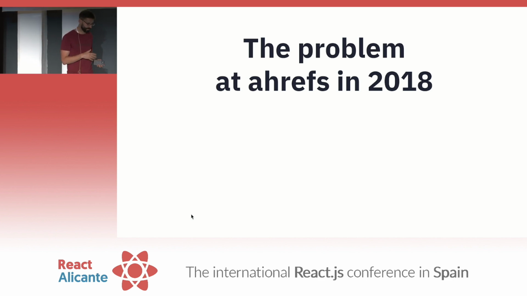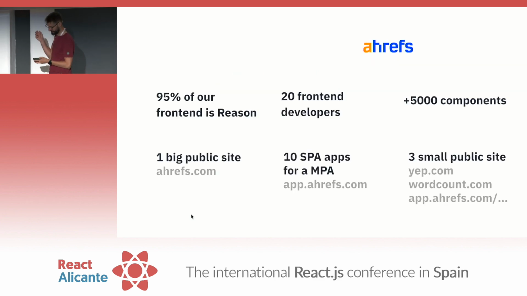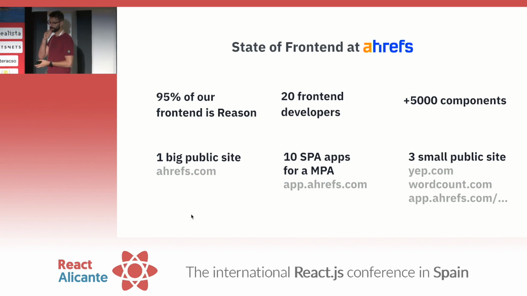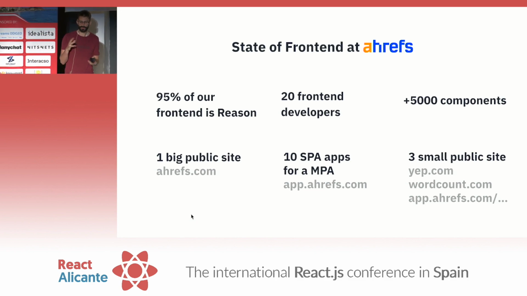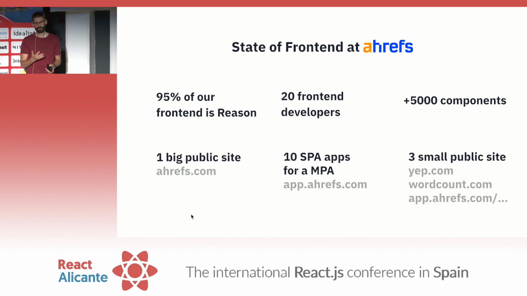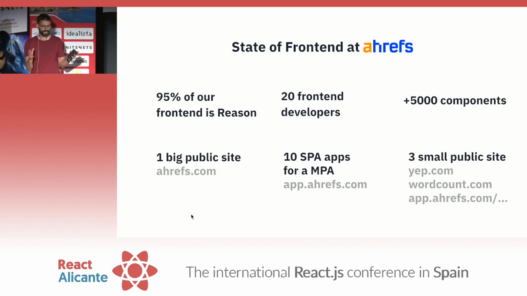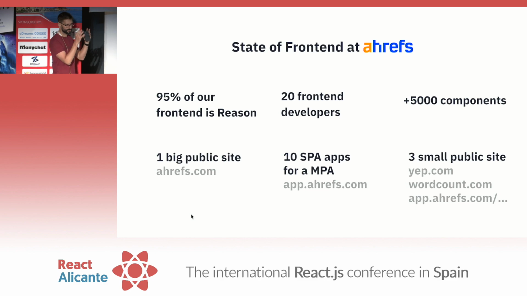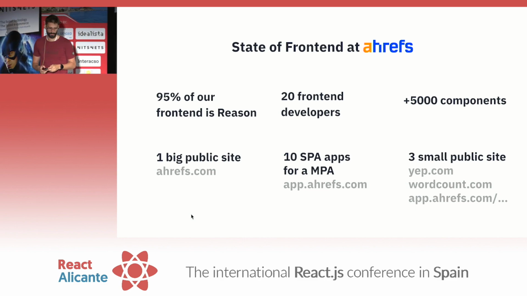So that was a few years ago at Ahrefs. We had a problem. Let me first go over the state of Ahrefs at that time. 95% of the code is Reason, so it's type safe. We have 20 or so front-end developers, and we have 5,000 components. We have 10 SPAs under a multi-page application, so the classic routes, and then 3 public sites that are a little bit smaller, right?